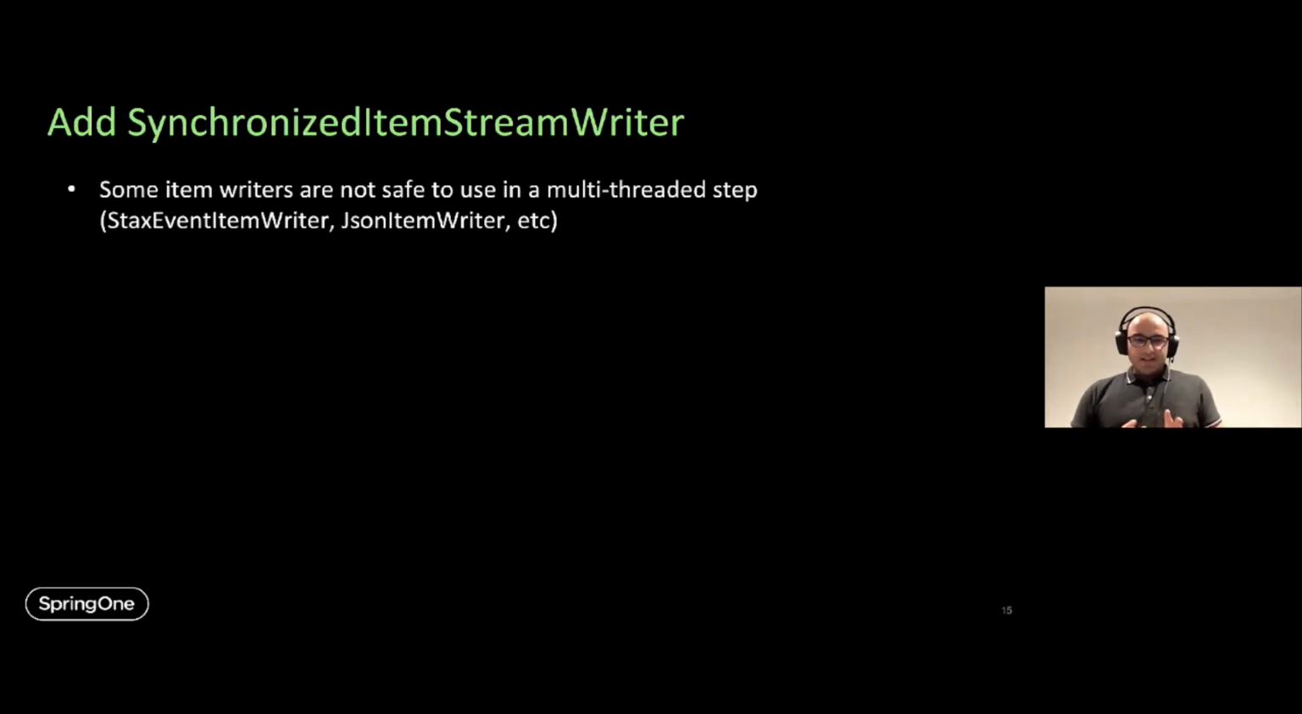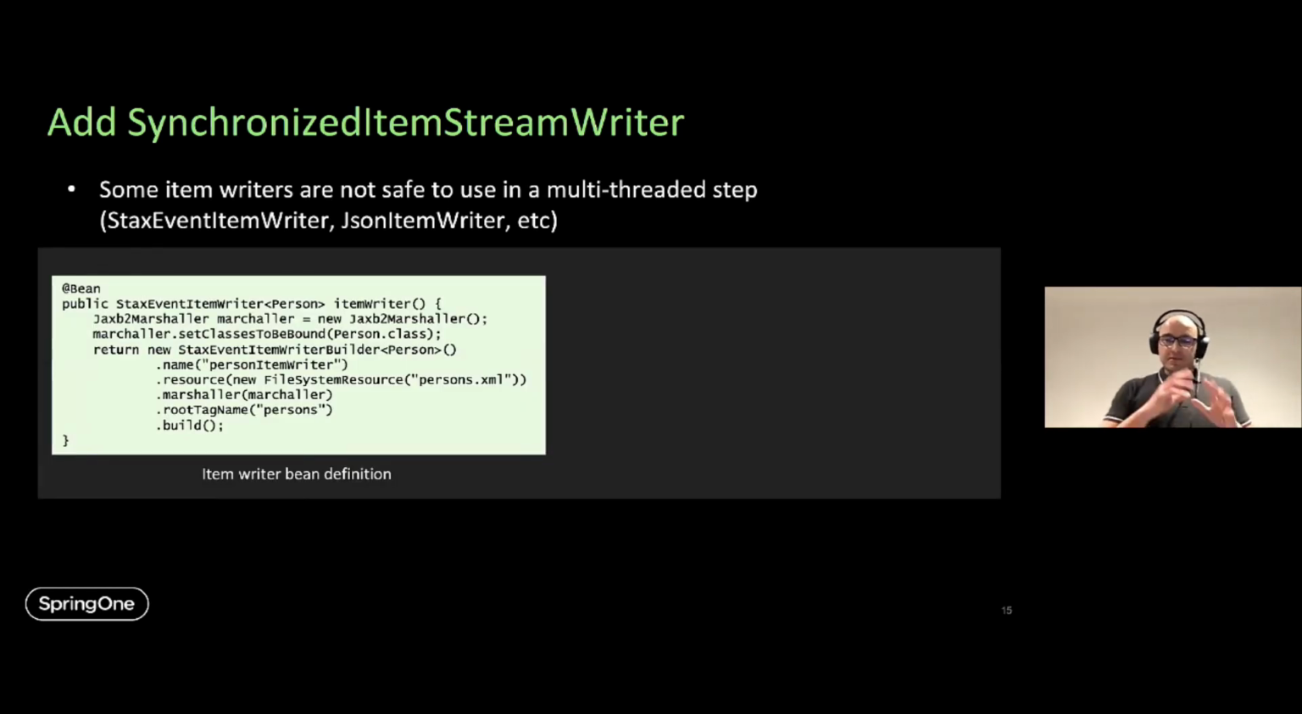The last but not least addition in this release is the introduction of a synchronized item stream writer. The issue we are facing here is that some item writers are not safe to use in a multi-threaded step, like the StaxEventItemWriter or the JsonFileItemWriter. And I prepared an example to explain the issue. So let's say we have some person data in a database and we want to export them in an XML file.